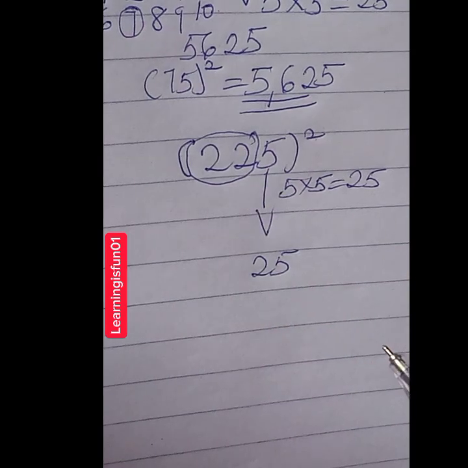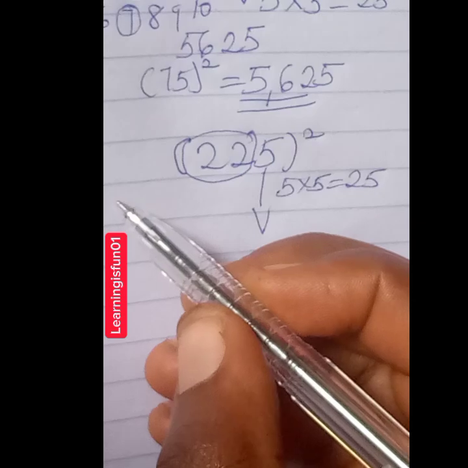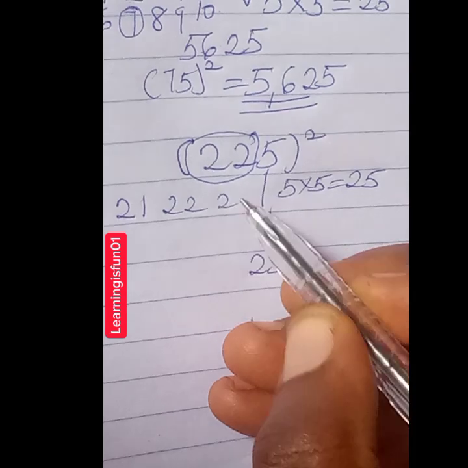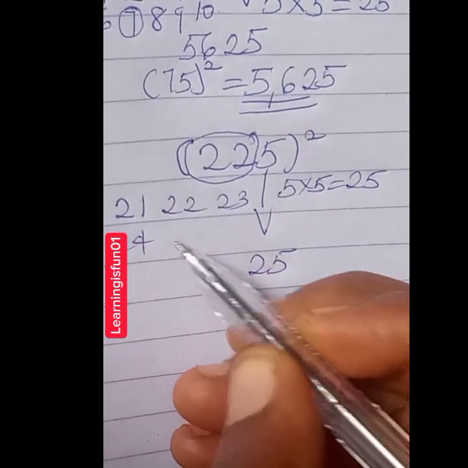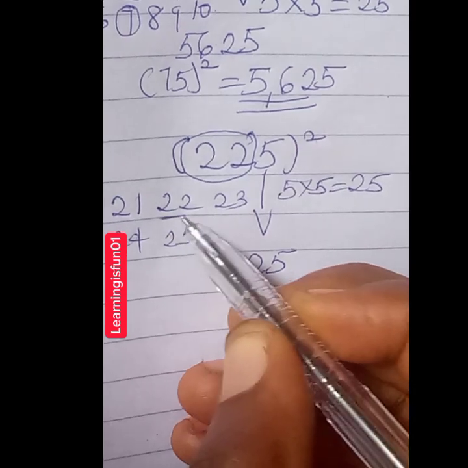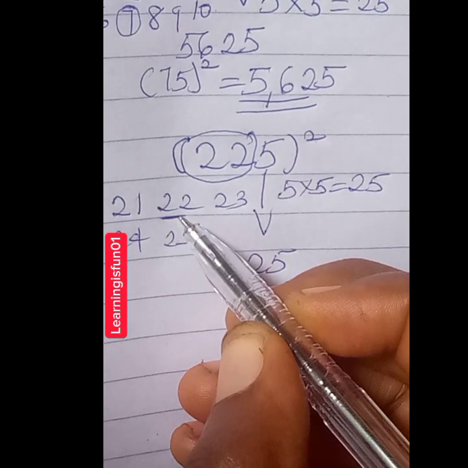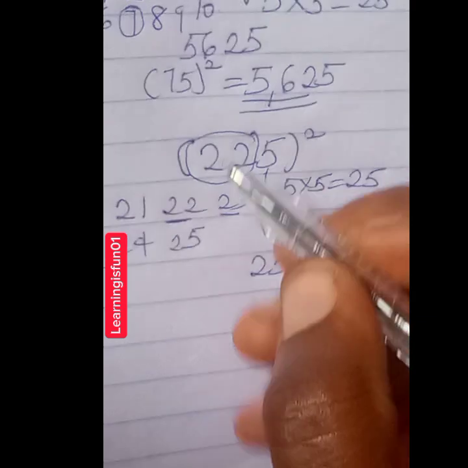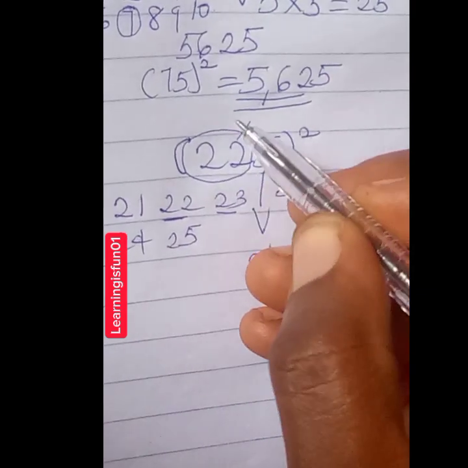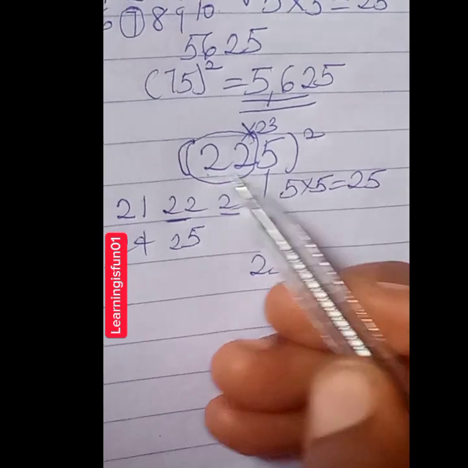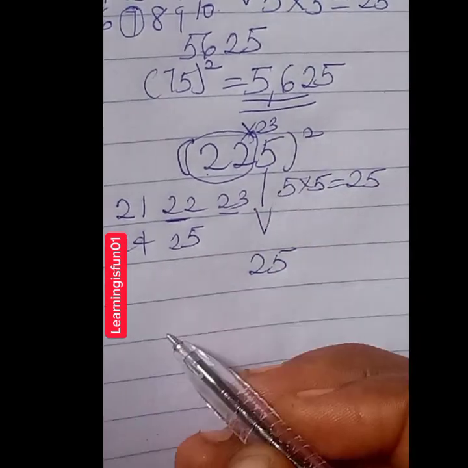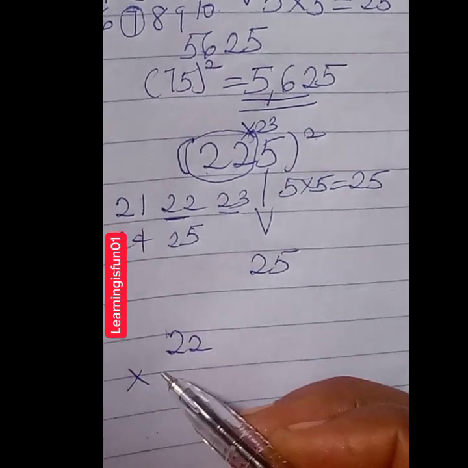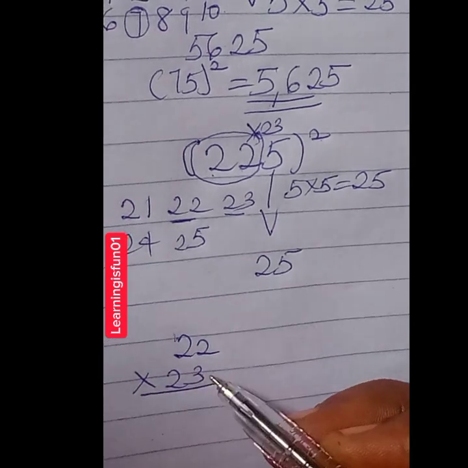What's the next number after 22? Let's start counting from 21. 21, 22, 23, 24, and 25. Here is number 22. What's the next number after 22? It's 23. So we are going to be multiplying 22 and 23. So 22 multiplied by 23, what is it going to give us? Let's multiply that. 22 multiplied by 23.